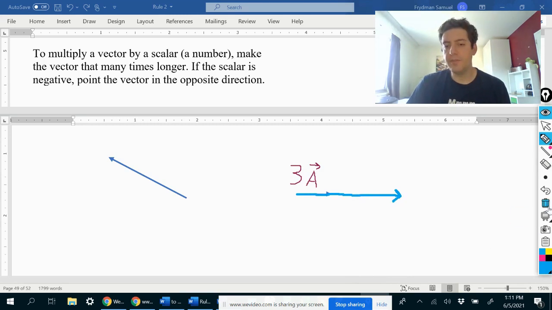Okay, fairly simple. What if we wanted to do, instead of positive 3A, negative 3A? That just means that the vector would be pointing in the opposite direction. So it would be 3 times as long, but in the opposite direction. So instead of looking like this, it would, whoops.